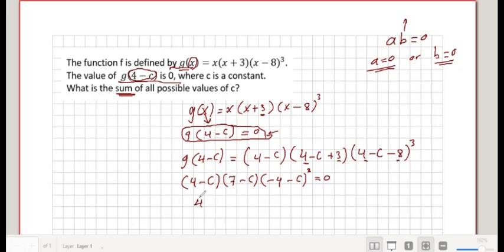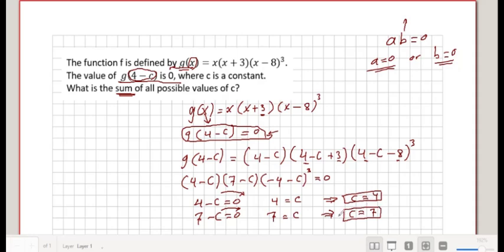So we can say 4 minus c is equal to 0 alone, which means that you can move the c to the other side to get c equals 4. This is one of the possible values of c. And then the second part, 7 minus c is equal to 0. Use the same strategy, moving the c, so we have c equals 7. This is another possible value of c.